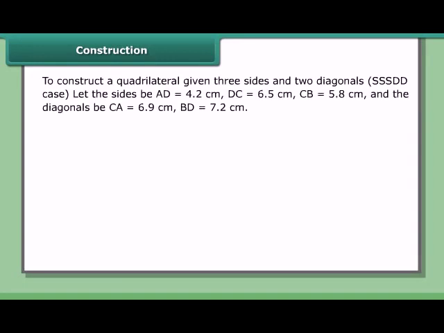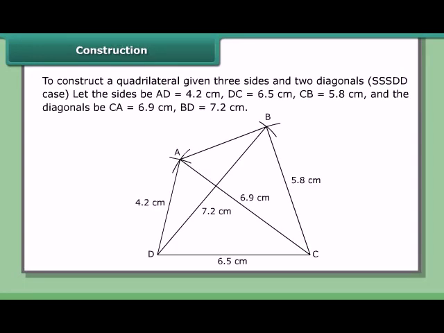Construction. To construct a quadrilateral, given three sides and two diagonals (SSSDD), let the sides be AD as 4.2 cm, DC as 6.5 cm, CB as 5.8 cm and the diagonals AC as 6.9 cm, BD as 7.2 cm. The two triangles we can construct to complete the quadrilateral are BCD and ACD.